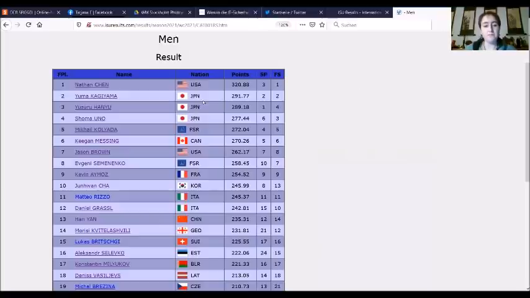And now I did a little calculation, and we can see who did get what, which countries get which spots.